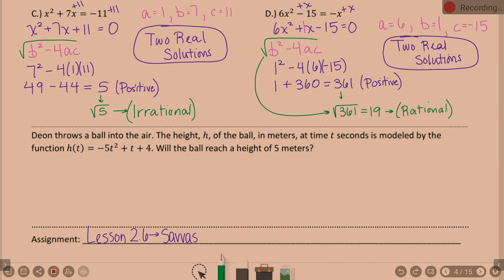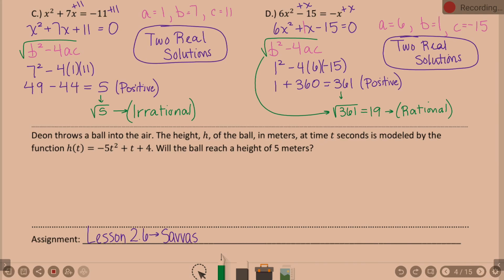It's the same equation. Dion's still throwing a ball into the air just like yesterday. The height h of the ball in meters at time t seconds is modeled by this function. Yesterday it was, when will the ball hit the ground? We know the ground has a height of 0. Today it is, will the ball reach a height of 5 meters?